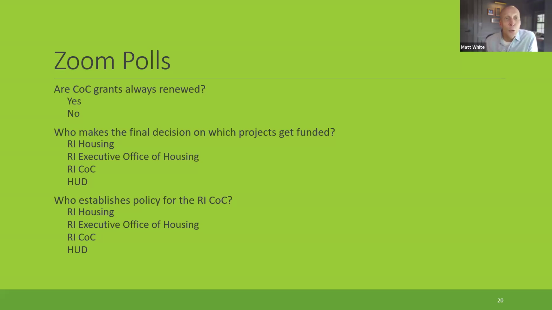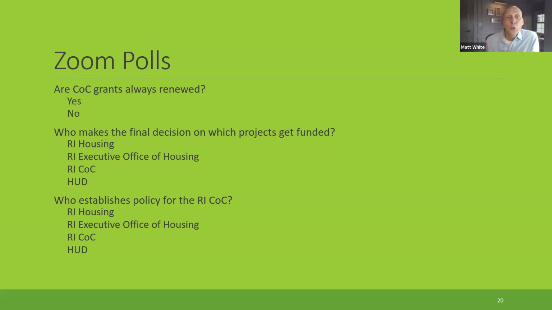Then the second question, who makes the final decision on which projects get funded? The answer is actually HUD. We have a lot of opportunity to sway and direct and shape, but the ultimate decision about whether or not these CFC grants are funded comes down to a HUD review and a HUD awarding of funds. So they are the entity that makes the final decision.